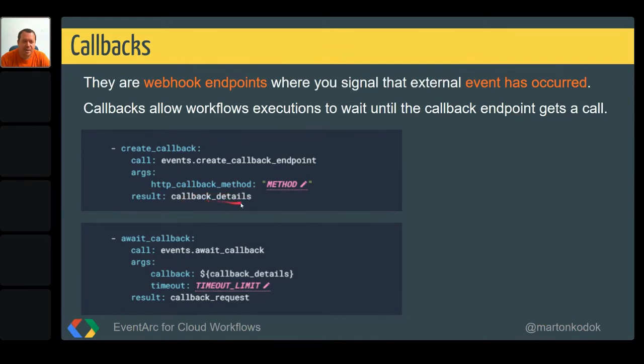And essentially, in this callback details, you will get the URL, and you will need to ping it later. So when you ping it later, another step will wake up. This is a wait callback. And you have here the definition that this is the continuation of the callback details. You might have a timeout: how long will it await the callback? It can be up to 1 year. And eventually the callback request will be the variable that you will process in your next step.